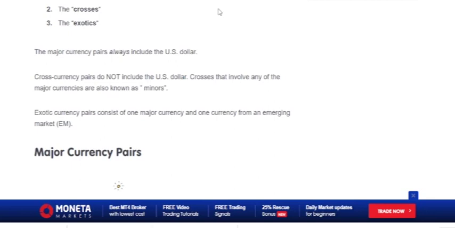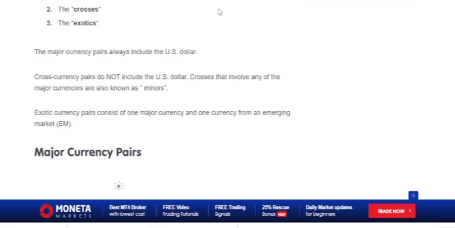A cross currency pair does not include the US dollar, so we call them the minors. They are crosses. There used to be a time when, in order to get to GBP/JPY, you had to first convert to USD, and then from the US dollar to any currency of your choice. But now it changed, so they created the minor pairs. You can do without the US dollar.